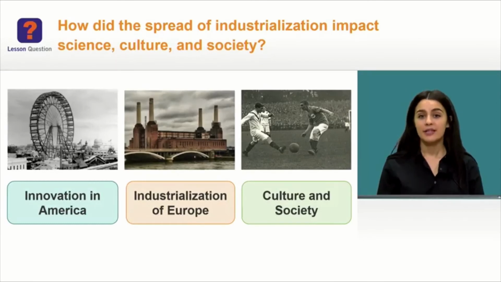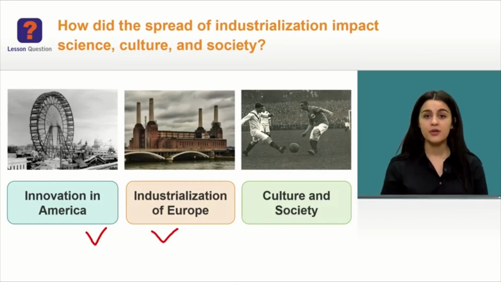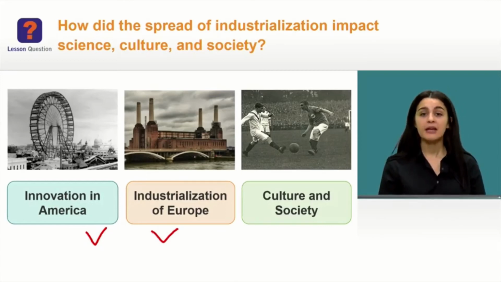You now know that industrialization spread from Britain to the United States and to Europe. You also know that this would result in other countries making great technological and economic advancements, especially the US and Germany. This spread of industrialization would result in great changes in culture and society across Europe and America, and eventually around the world.